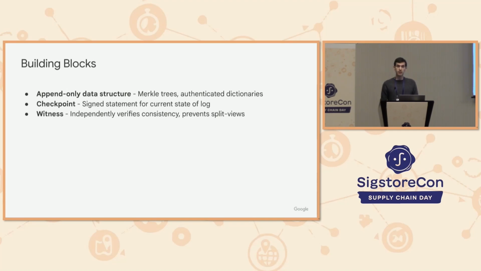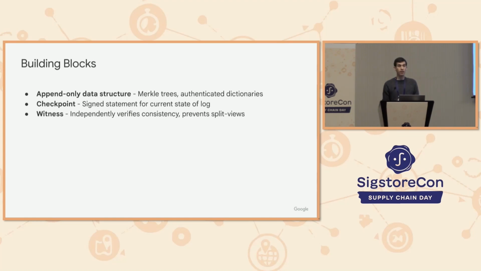So typically the two data structures that we talk about to be able to build a transparency log are Merkle trees and authenticated dictionaries. We'll primarily talk about Merkle trees in this talk, and if you're familiar with blockchain, this is the same data structure that underlies blockchain as well.